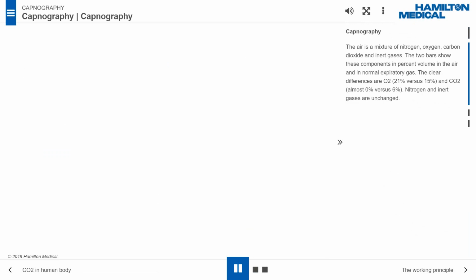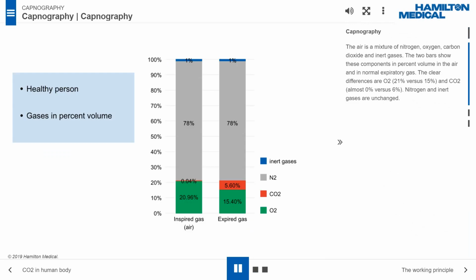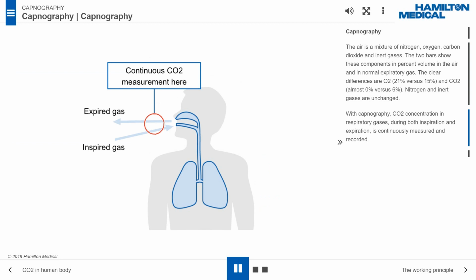Capnography. The air is a mixture of nitrogen, oxygen, carbon dioxide and inert gases. The 2 bars show these components in % volume in the air and in normal expiratory gas. The clear differences are O2, 21% versus 15%, and CO2, almost 0% versus 6%. Nitrogen and inert gases are unchanged. With capnography, CO2 concentration in respiratory gases, during both inspiration and expiration, is continuously measured and recorded.